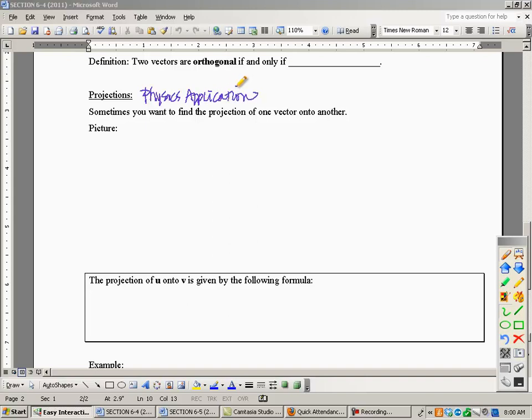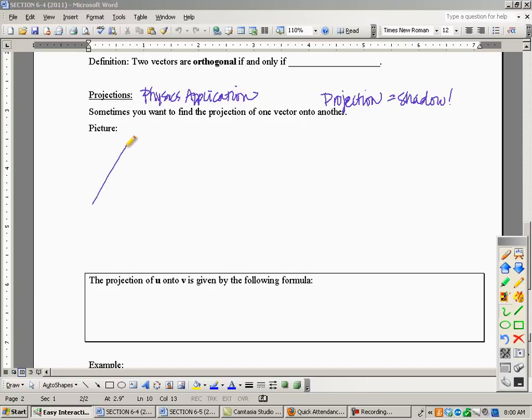Okay, so I'm going to draw this picture. You want to find the projection of one vector onto another. And a projection, really, all it is, is a shadow. That's one thing to keep in mind, that with this idea of a projection, all we're really talking about is the shadow. And so I'm going to draw a picture as we look at this.